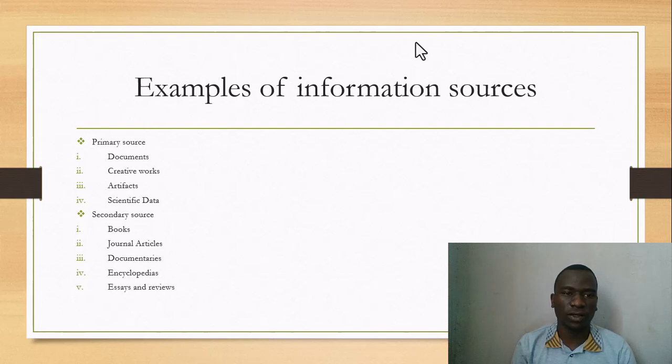Then we have the secondary source. That one deals with books. A book that is published tells me that it has been summarized and analyzed. That one requires some level of interpretation. Then you have journal articles, still the same. Documentaries, encyclopedias, then essays and reviews. This is still the same.